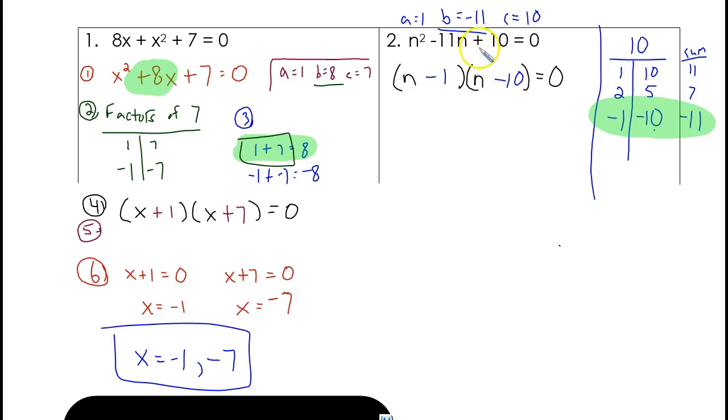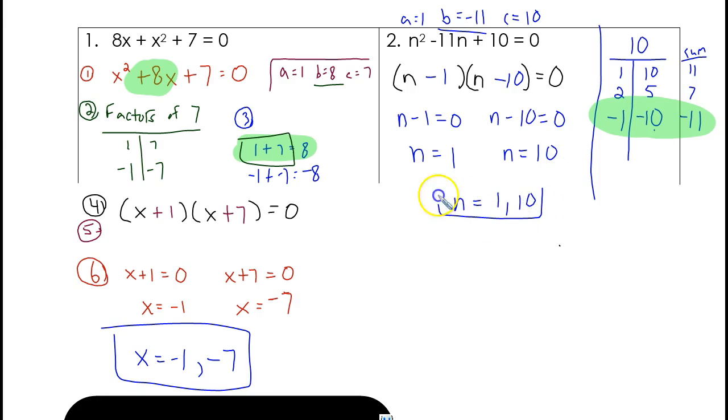So once we identify this, we use the zero product property. We say, well, n minus 1 must be equal to 0, and n minus 10 must be equal to 0, and we solve those to get n = 1 and n = 10. So I like to write those together and say n is equal to 1, comma 10.